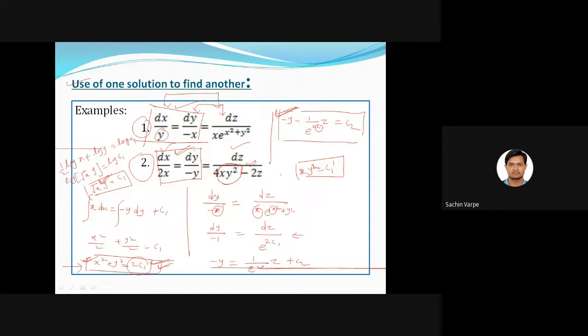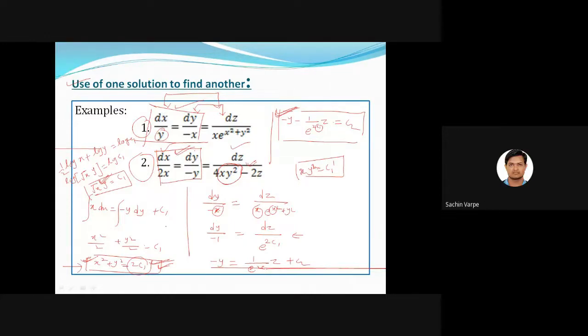Hello. Is this method clear? Is there any doubt? Sir, yes, can you repeat the second last and last step? Second last and last step in this example. Yes, sir.